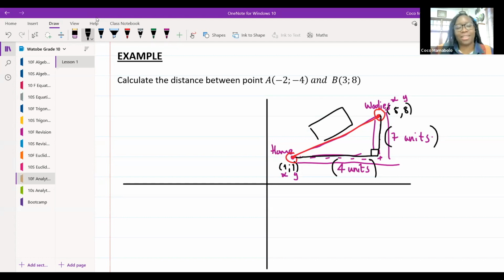Yes, that's it, Princess. Well done. Yes, Benjamin. That's it. The theorem of Pythagoras.